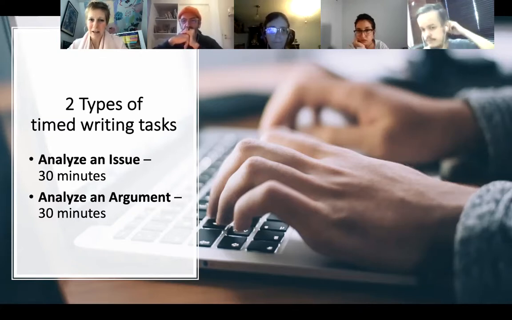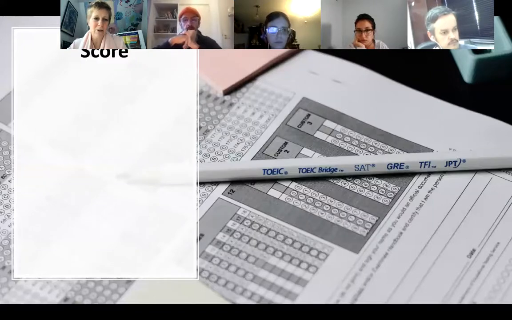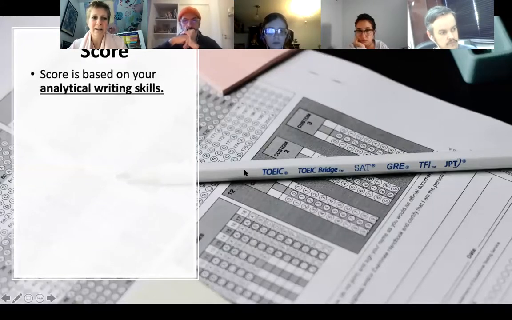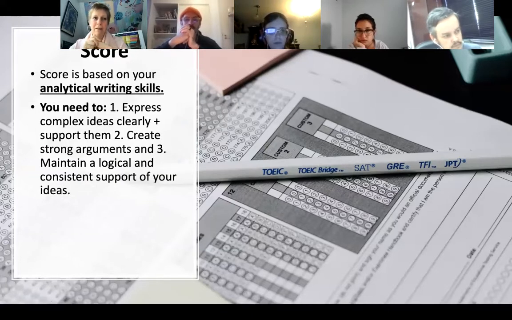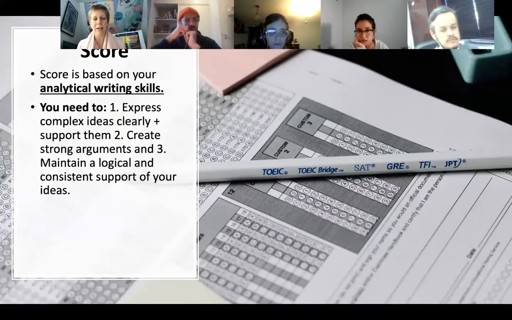So like I said, you might have to analyze an issue, and you might also have to analyze an argument. So we'll go back to the score for a second. The score is based on your analytical writing skills. And what that means is, can you really express your ideas clearly? Can you create a strong argument? And can you maintain the support throughout what you wrote? All right. So that means you're not changing topic, that if you agree, you 100% agree, and you say all of those points very clearly. You're not kind of going back and forth.